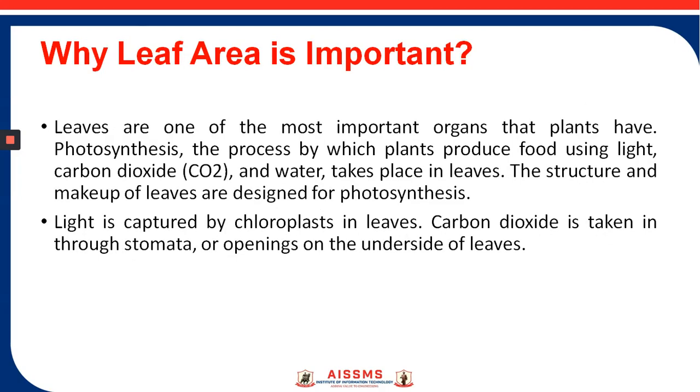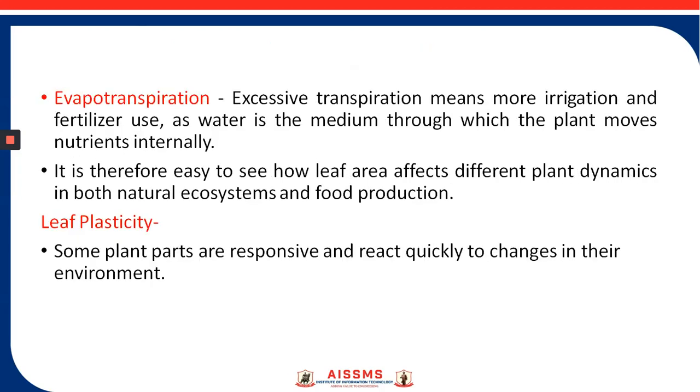Why is the leaf area important? Actually, the main function of the plant is photosynthesis. The leaves are one of the most important organs that plants have. Photosynthesis, the process by which plants produce food using light, carbon dioxide and water, takes place in the leaves, and the structure of the leaves is designed for photosynthesis. The light is captured by the chloroplasts present in the leaves and carbon dioxide is taken in through the stomata, and that makes the food for the plant.